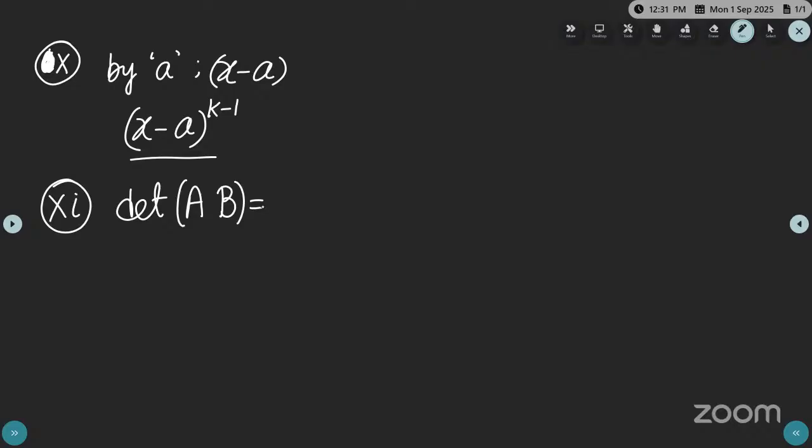Determinant of AB equals determinant of A into determinant of B, provided A, B are two square matrices of the same order. Okay. Next.